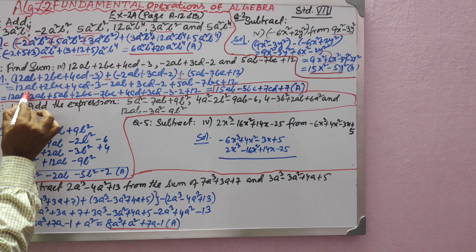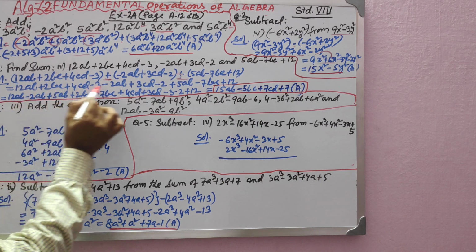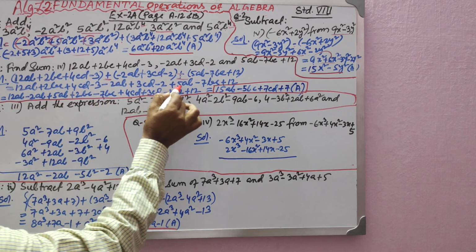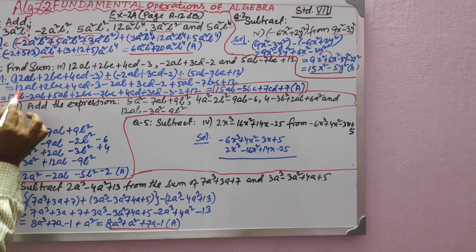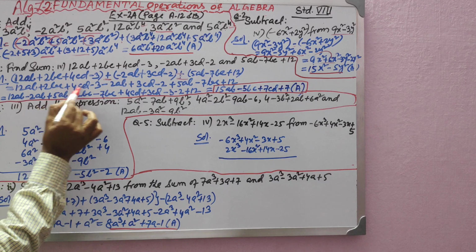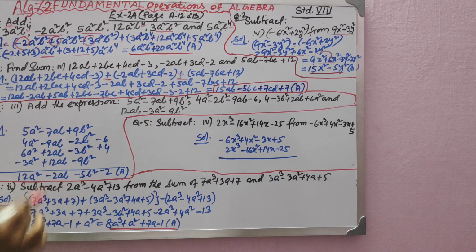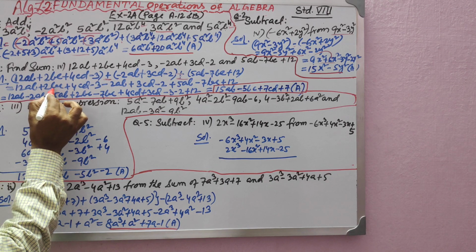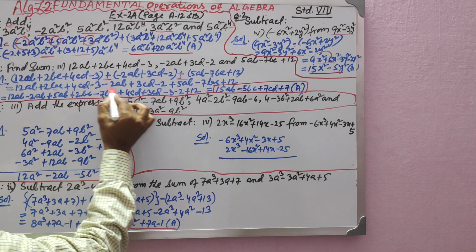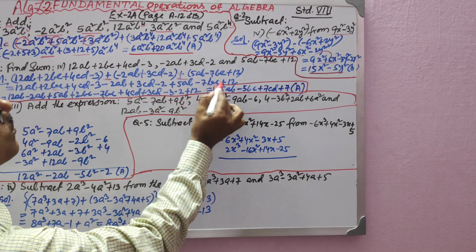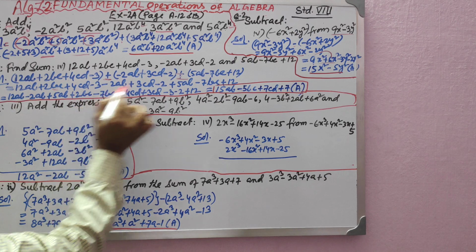So what you have done? AB. With AB, how many AB are there? Here is AB, here is AB, and here is AB. 3 ABs are there. All the 3 AB are written along with its sign. 12 AB minus 2 AB plus 5 AB. Picked. Okay. Now go for BC. BC how many? Here 2 BC. Then see BC anywhere? Yes, 7 BC. 2 BCs are there. So here is plus 2 BC and minus 7 BC.